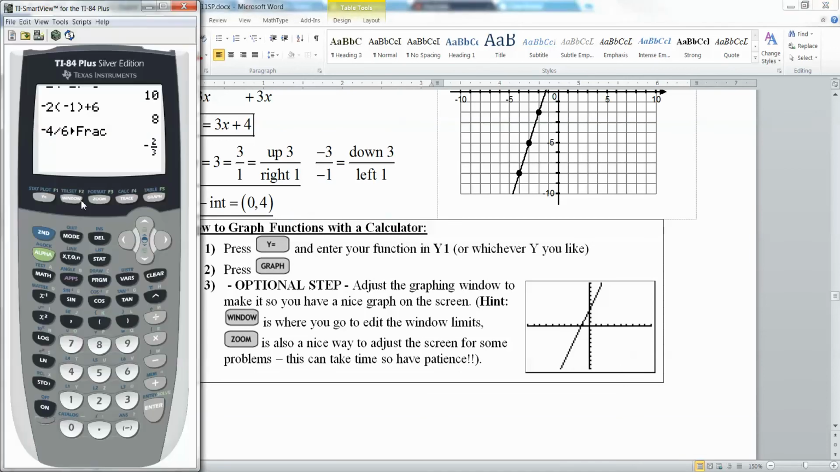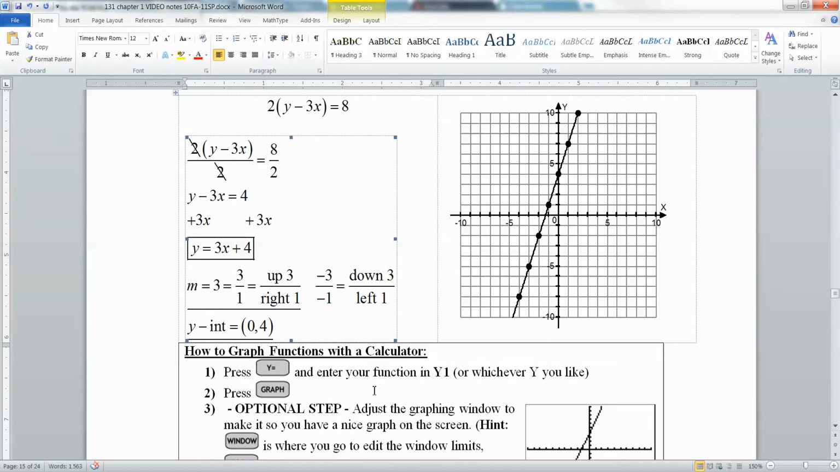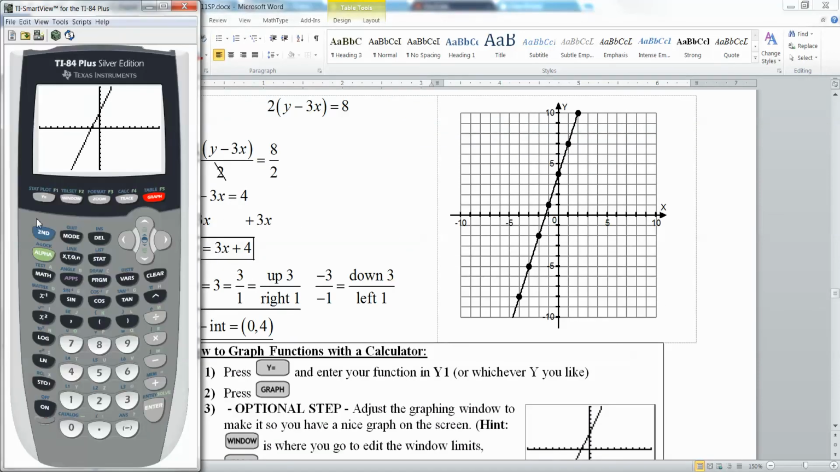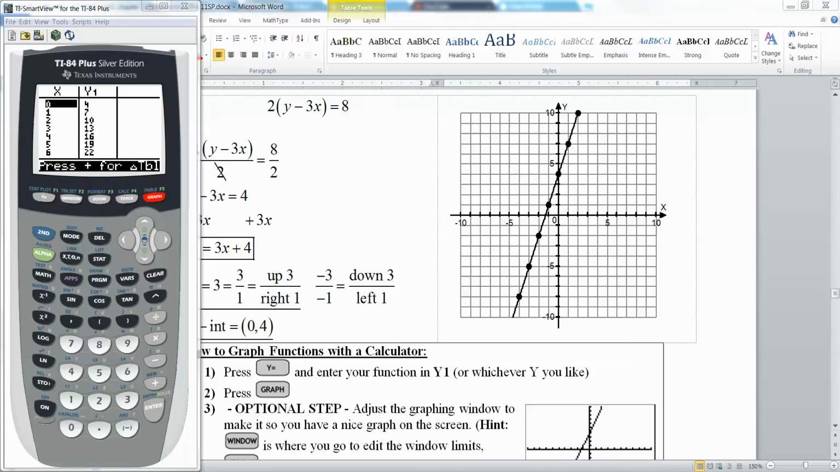You can also do it with your calculator just by going to y equals, clearing out your old equation, typing in the new one, and then pressing graph. Which doesn't really give us a lot of help for filling out the grid, which is what we're supposed to do for the tests and stuff, until you go to second table. And right in there are a whole bunch of points.